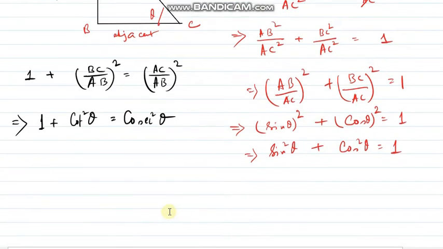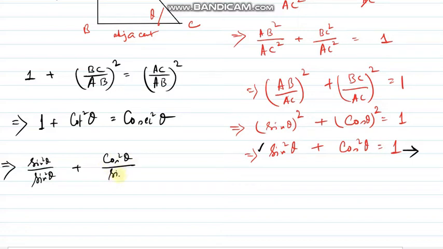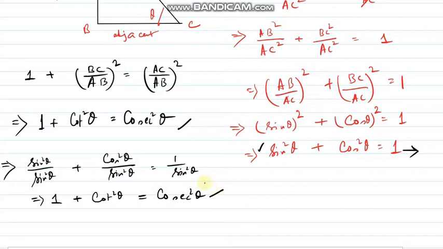Second approach, from this identity, if I divide by sin square theta, it will be sin square theta divided by sin square theta plus cos square theta divided by sin square theta equals 1 divided by sin square theta. Now what is sin square theta by sin square theta? That is 1. Cos square theta divided by sin square theta, that is cot square theta. 1 divided by sin square theta, that is cosec square theta. So this is another approach of getting this identity.